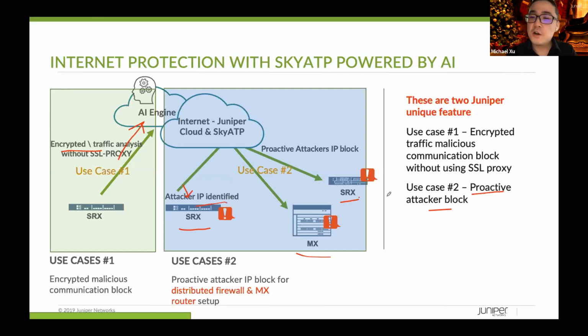And immediately, with this particular feature, the SRX is going to send the attacker's IP to the SKYATP. And the SKYATP is going to inform the rest of the devices that join the same domain that, hey, this is the attacker's IP, please pull up an ACL immediately to block that. So basically, this is how the proactive attackers block feature works.